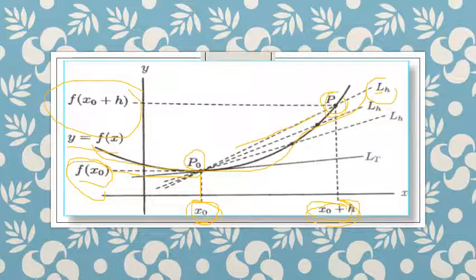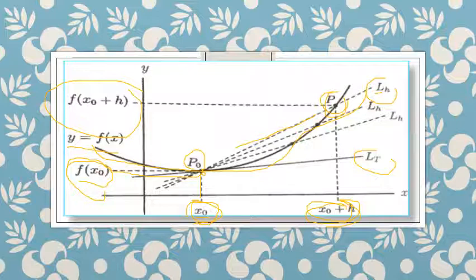Okay, so also we find that the line L sub h tends to a limiting position as h approaches 0. So this limiting position is actually the tangent line. So yan yung L sub t. Okay, so this is the tangent line to the curve at point P sub O. So dumaan din siya dito sa point P sub O natin, yung L sub t or the tangent line.